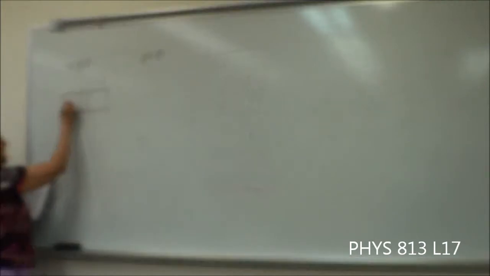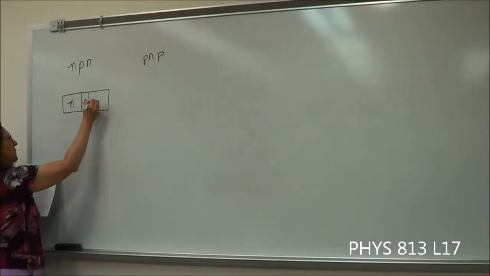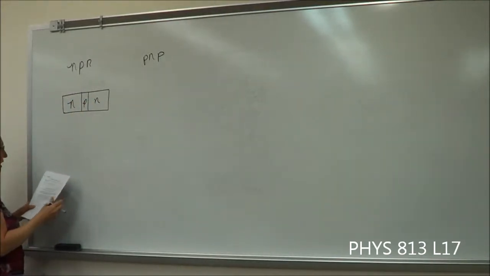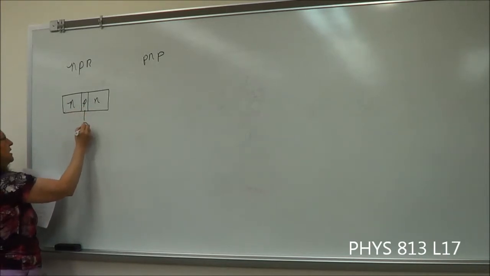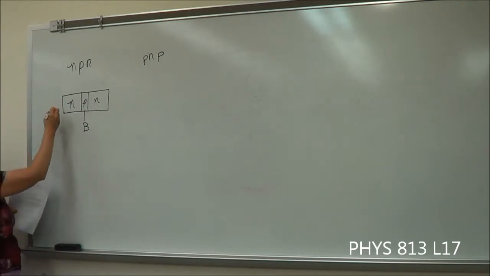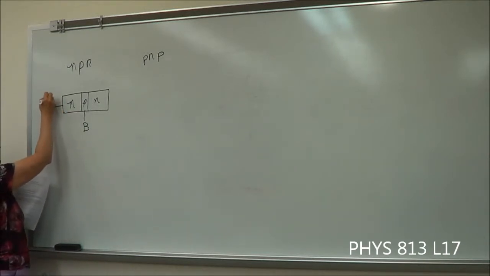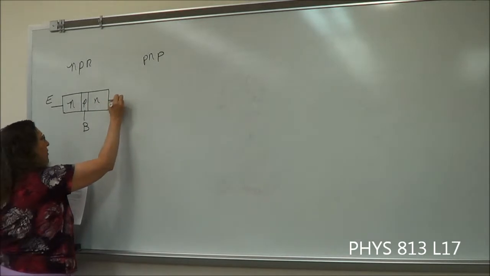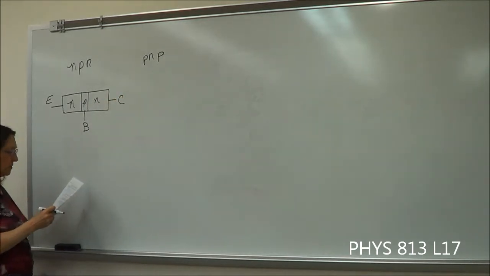So I'm going to label this as N, P in the middle, N on the other side. The middle side is the base, always labeled B, and then the other two ends are collector and emitter. And for right now, it doesn't matter which way we label them, but so that everything works out in the rest of what I'm going to show you, I'm going to have this left side as the emitter and the right side as the collector.